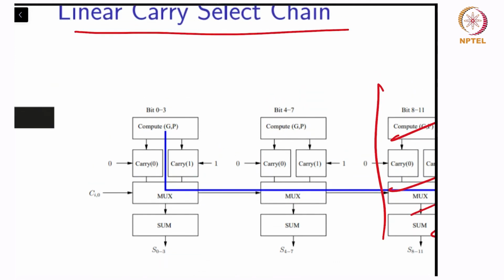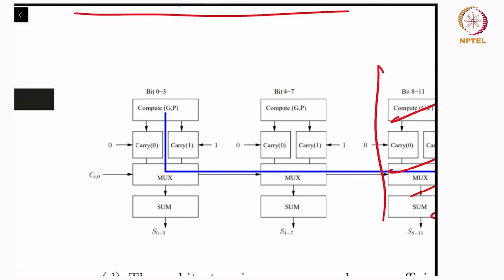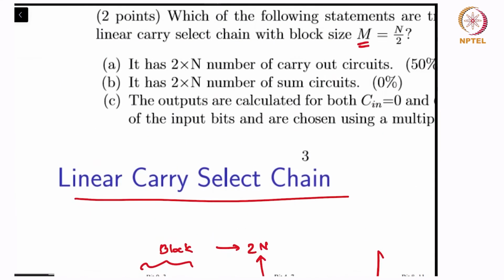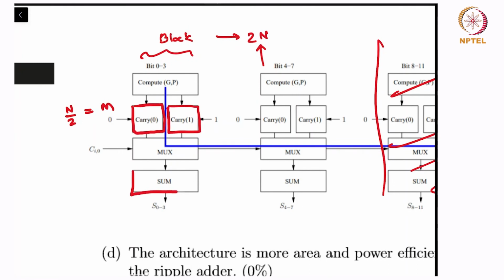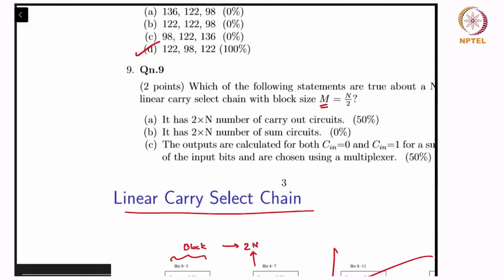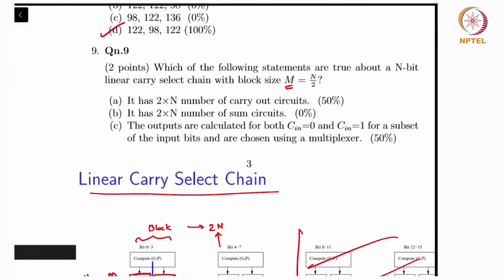with m equal to n by 2, we get that there are m carryout circuits in this block, which is equal to n by 2. And given that now there are 2m carryout circuits, that means there are n carryout circuits in each block, and now there are 2 blocks, so therefore there are 2n carryout circuits. So that's fine. However, there are only m sum circuits here, so that means there are 2m equal to n only. So therefore there are only n sum out circuits, so this is wrong.